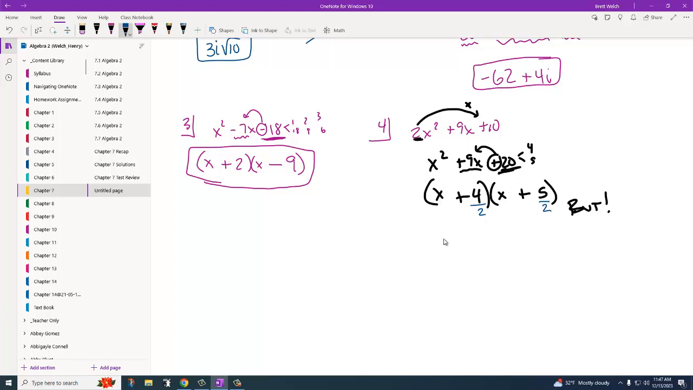Well, 4 divides by 2 nicely to make x plus 2. But 5 doesn't divide by 2. And because it doesn't divide by 2, that 2 gets to go sit with our x, so we don't have a fraction in the problem. And there's our final answer. So remember, we make those brownies by fudging the numbers, and then we have to correct it at the end.